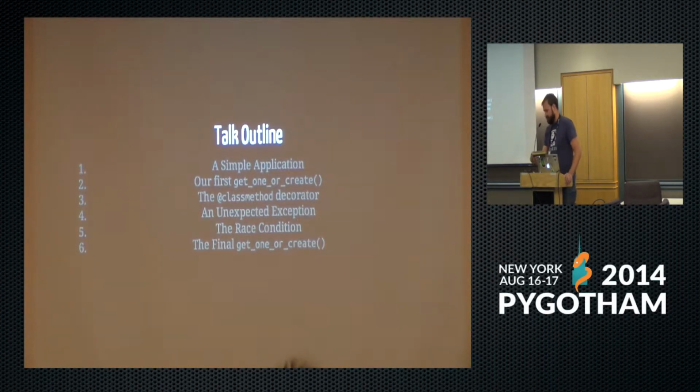So here's a quick outline for what I'll go over in the talk. We'll start with a real simple application to motivate the idea. We'll take a first stab at get one or create. We'll talk about the class method decorator and work that into our function. We'll stumble upon an unexpected exception. In that, we'll discover a race condition, and then we'll solve it and get to our final function.